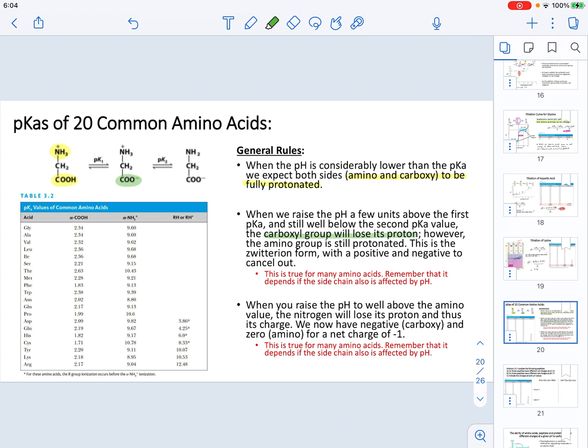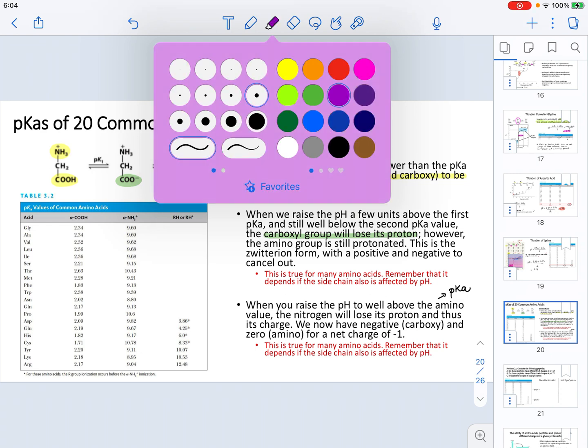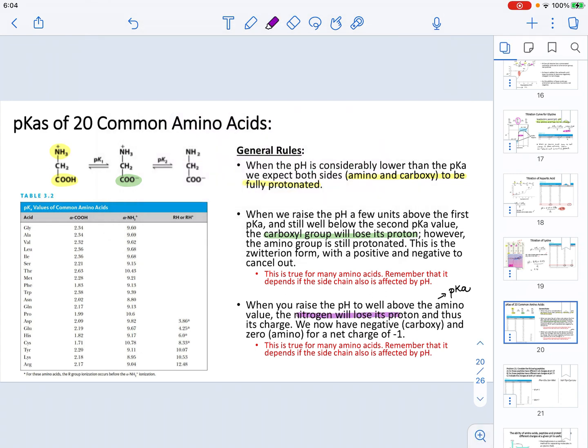Lastly, when you raise the pH to well above the amino acid value for the nitrogen, what I mean with this is the pKa, that second pKa, what happens overall is that the nitrogen will lose its proton. And we can see it reflected right here. Now, when nitrogen loses its proton, according to the common bonding pattern for nitrogen, it's going to not have a charge. It's not going to be ionized anymore.